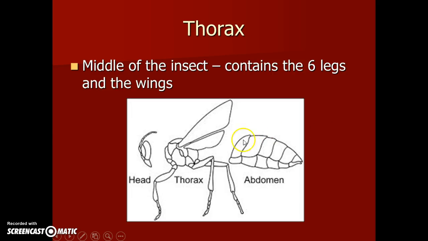The thorax, which is the middle part of the insect, has a lot of stuff on it. It has the legs and the wings. So this is the movement of the insect, and that's what is on the thorax. The wings will always be connected to the thorax and the legs, and of course, always 6 legs. That's one of the characteristics of an insect, is it has 6 legs. So this picture is showing one side of the insect.